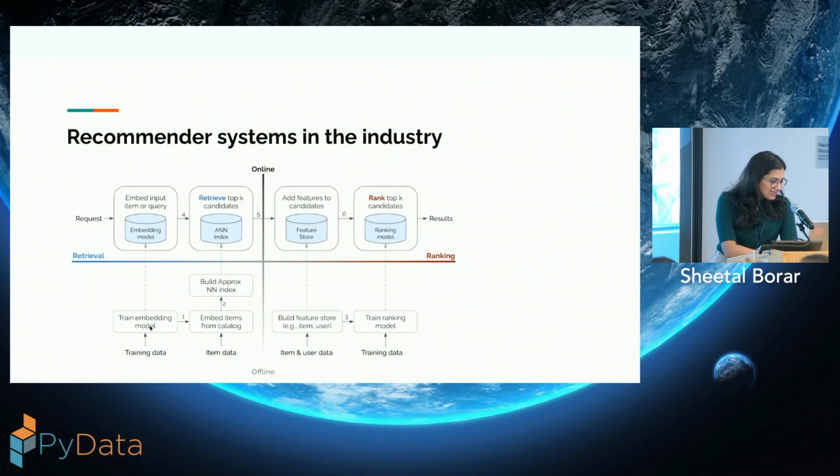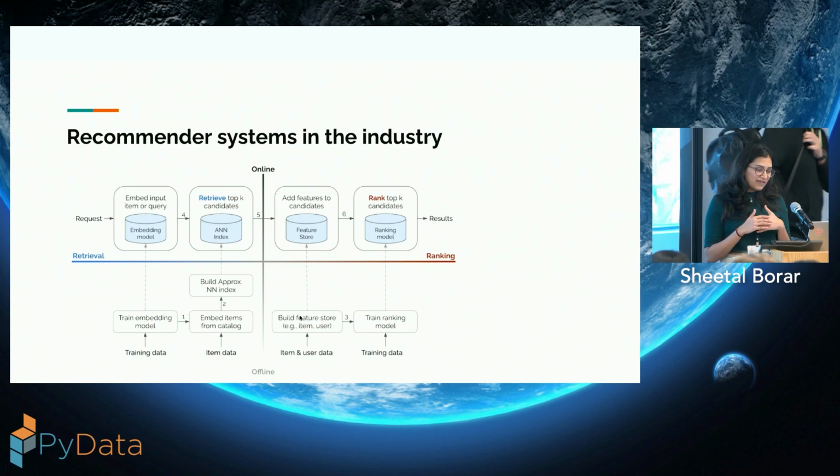So the first stage is we train an embedding model. We use historical training data to learn how to convert items that we have available into vectors. This happens periodically, maybe daily or weekly. Then we embed items from the catalog. We use this embedding model to embed the items from our catalog. We run every item through our trained model. We create vector embeddings for millions of items. And then we build an approximate nearest neighbor index. This is computationally expensive, so we have to do it offline. This is also done periodically.